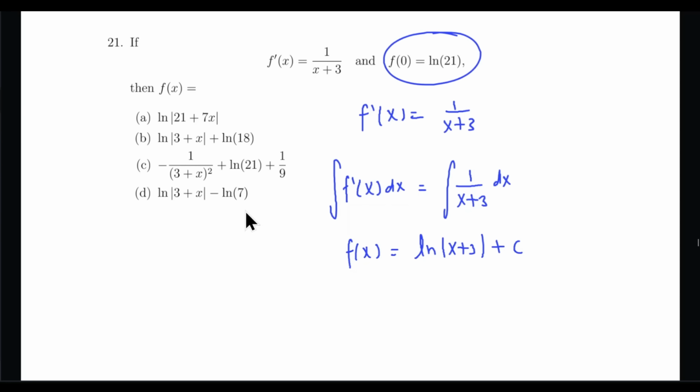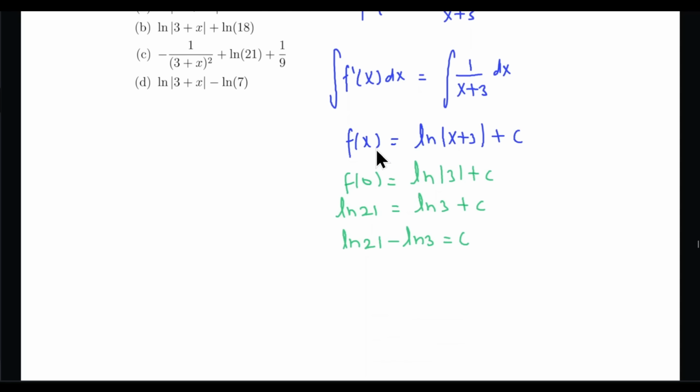I'm given an initial value to find c, so replacing x by 0, f of 0 is equal to ln of absolute value of 3 plus c. f of 0 is ln 21, so ln 21 is equal to ln 3 plus c. So ln 21 minus ln 3 is c, and ln a minus ln b is ln a over b. So ln of 21 over 3 is c, which means that c is ln 7. 3 7s are 21. Let's plug that back in over here.